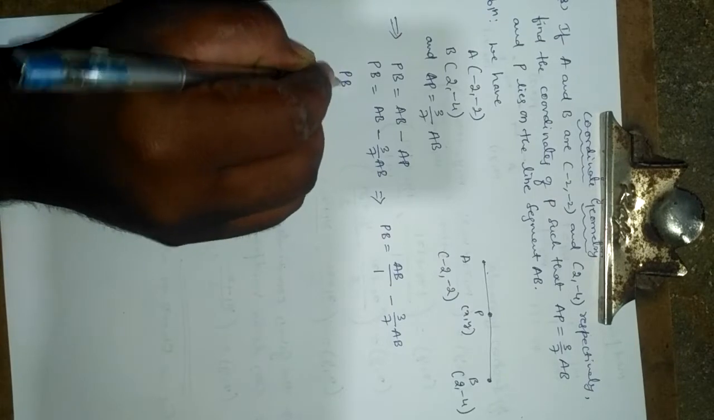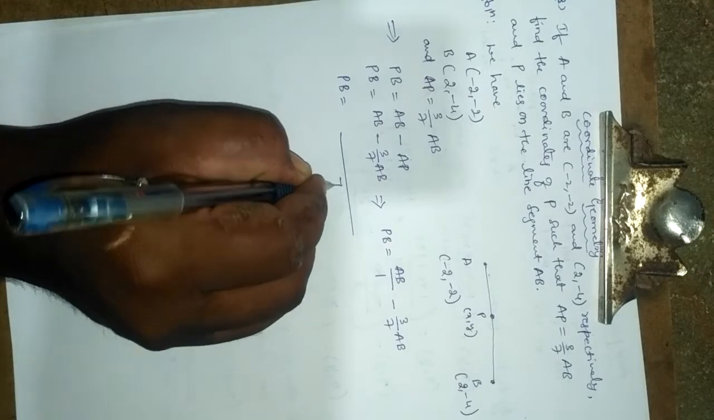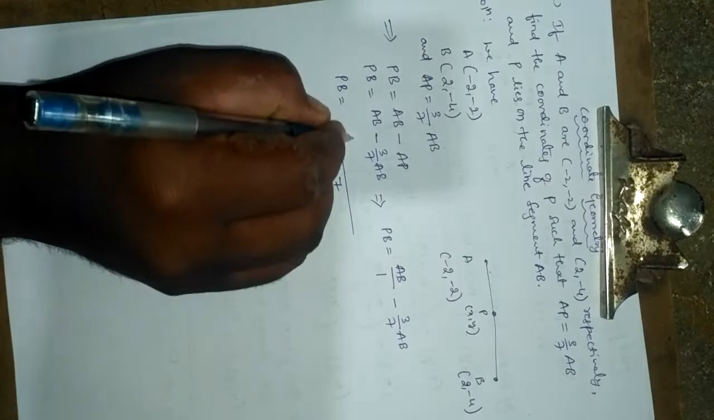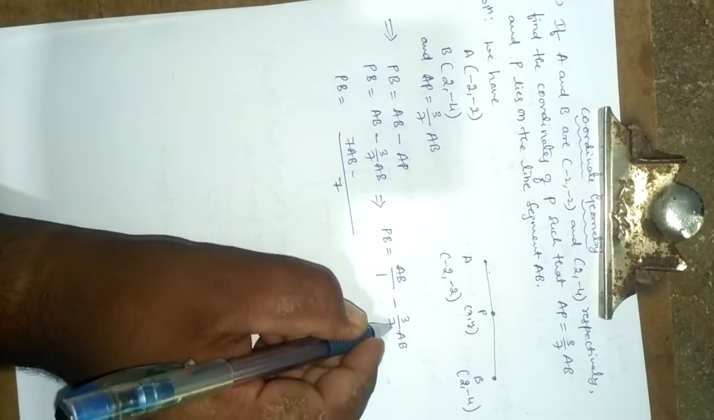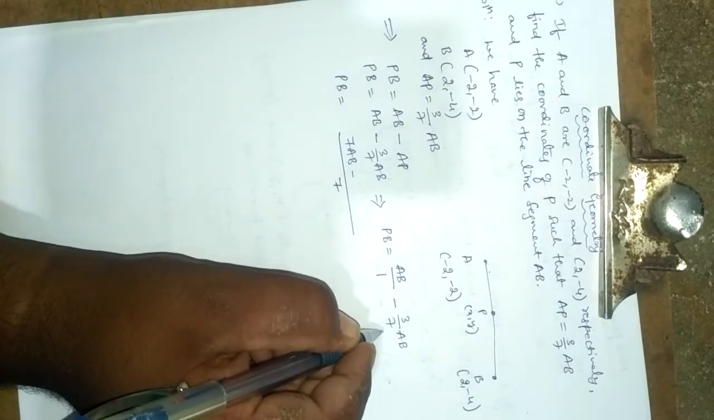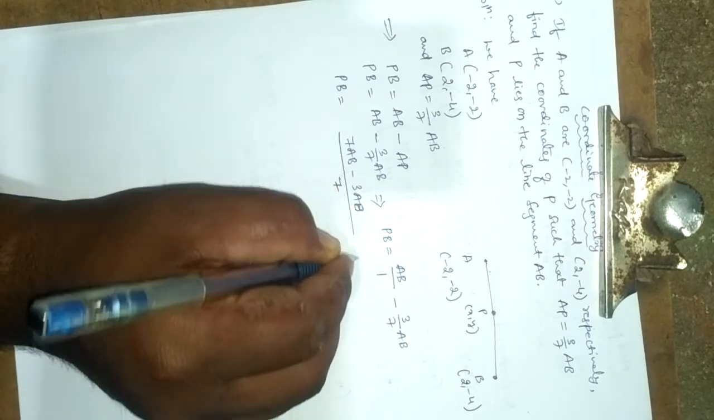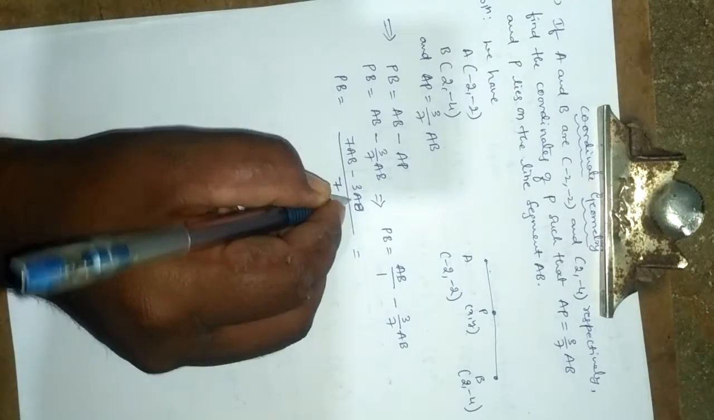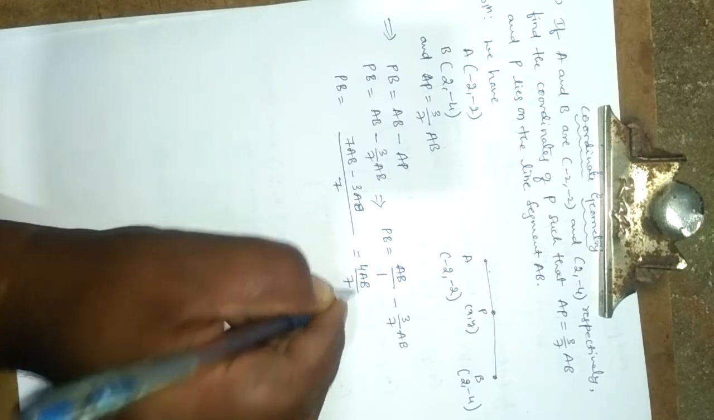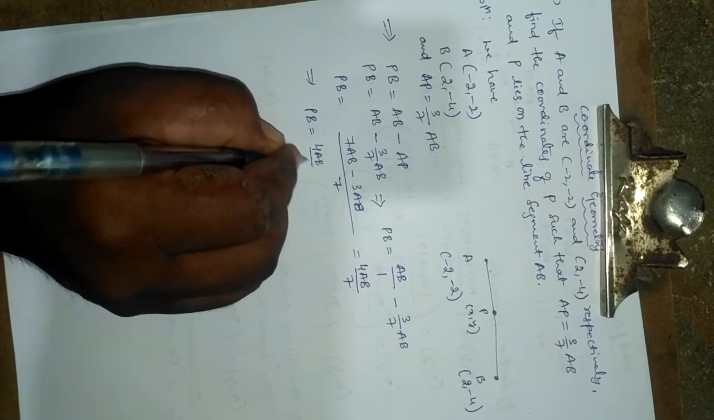So PB is equal to, if I take the LCM of 1 and 7, 7 will be the LCM. 7 divided by 1 is 7, so 7 into AB is 7AB, minus, where the denominator is already 7, so 7 divided by 7 is 1, and 1 multiplied by 3AB is 3AB only. So this is equal to 7AB minus 3AB, that is 4AB divided by 7. Which implies PB is equal to 4AB/7.